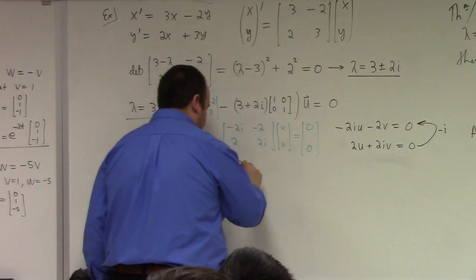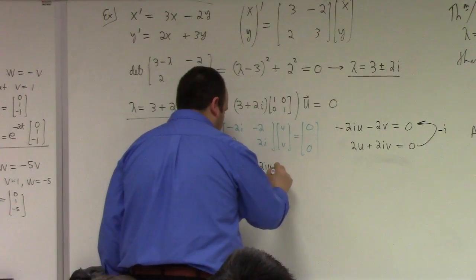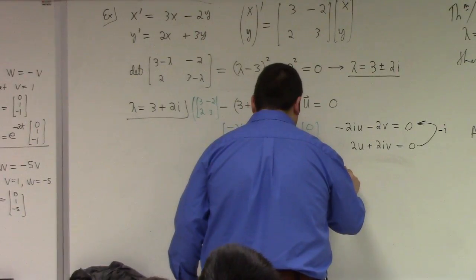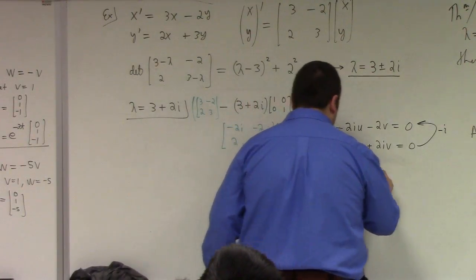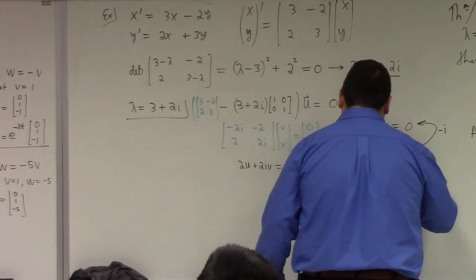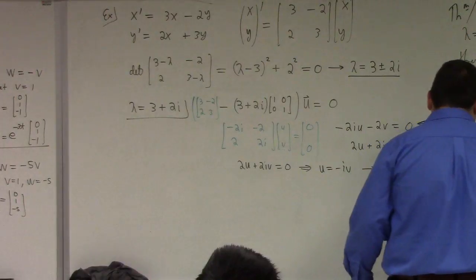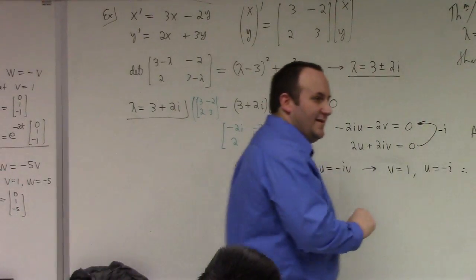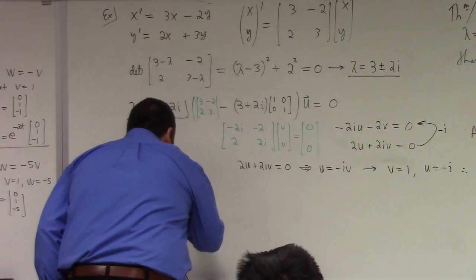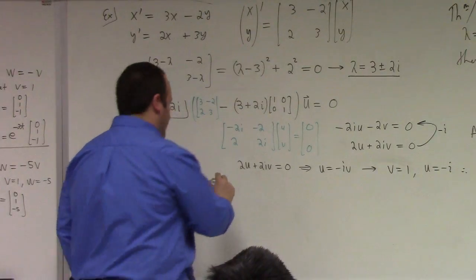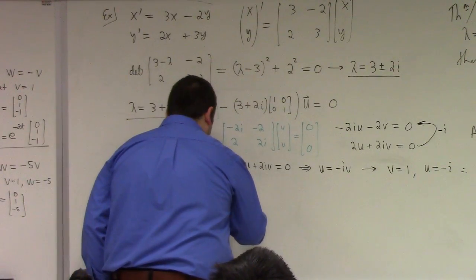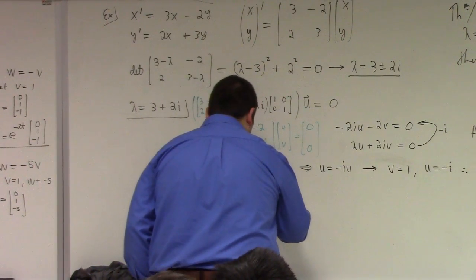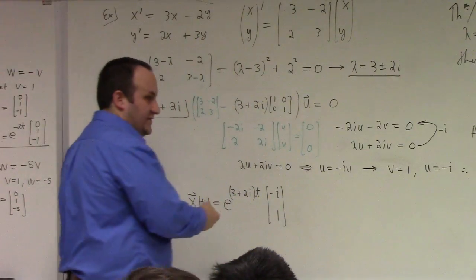So let's look at the second equation. We've got 2u plus 2iv equals 0. So that says that u is equal to minus iv. So I think I'll let v equal 1. That will make u equal to minus i. Therefore, u is (minus i, 1). And my solution, x of t, will be e to the (3 plus 2i)t times (minus i, 1). That's the complex solution.